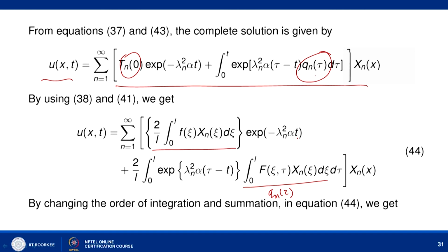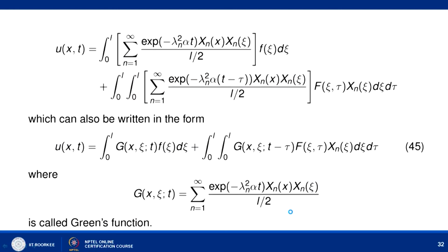So here we write simply the expression for q_n(tau). Writing the expression for q_n(tau) and T_n(0), we can write down the solution u(x,t) as given in equation number 44. And here I am assuming that this series solution is uniformly convergent, so that we can interchange the integral sign and summation sign. By changing the order of integration and summation we can get the following form, that is u(x,t) equal to integral 0 to l of the sum n equal to 1 to infinity of exponential of minus lambda_n squared alpha t X_n(x) X_n(xi) upon l by 2, times f(xi) d xi, plus integral 0 to l of the sum n equal to 1 to infinity of this expression, f(xi, tau) X_n(xi) d xi d tau.